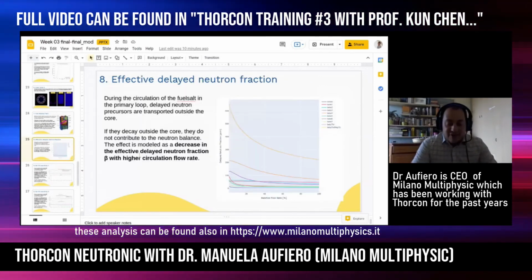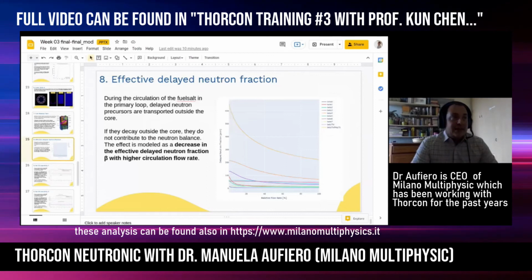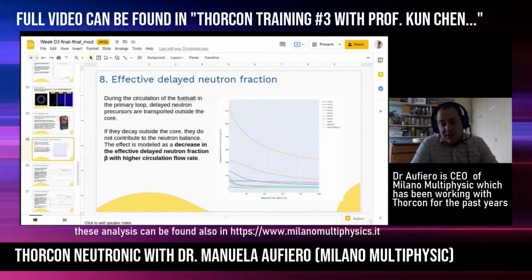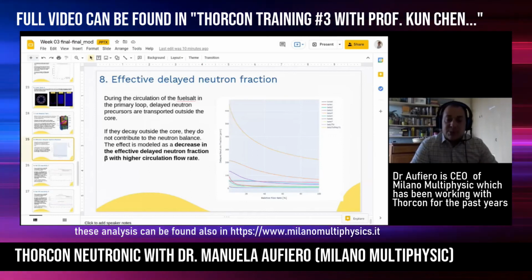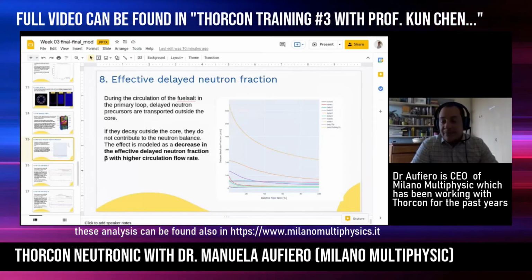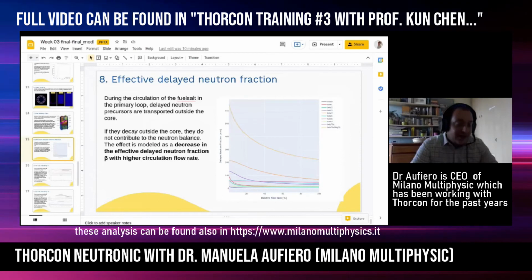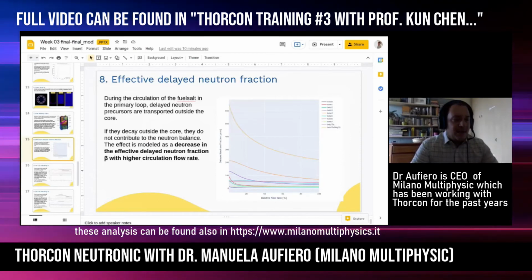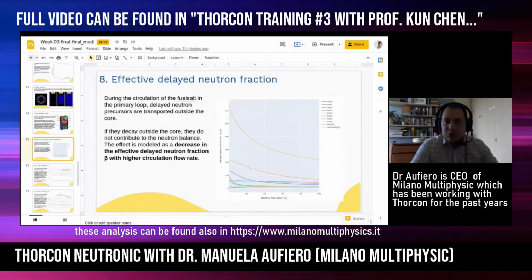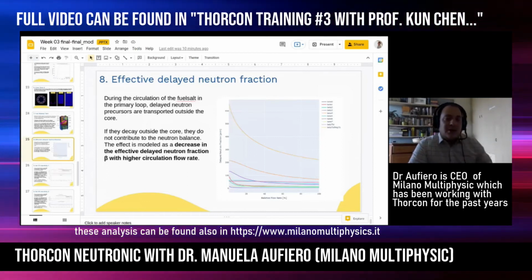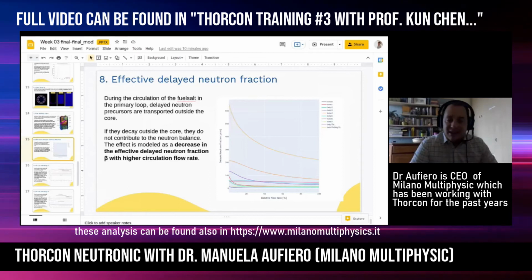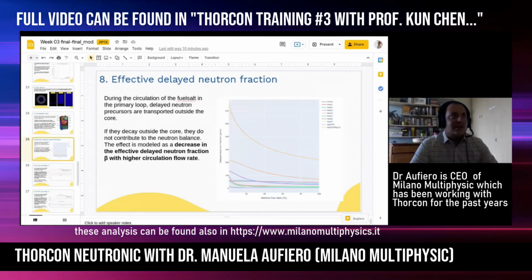And so the effect on the neutron economy of the delayed neutrons leaving the core is rather mild. Say we are losing 0.03% of the neutrons due to this move. On the other hand, it has some effect on the control of the reactor. This is related to the fact that we are finally adding an effective delayed neutron fraction, which is slightly lower.